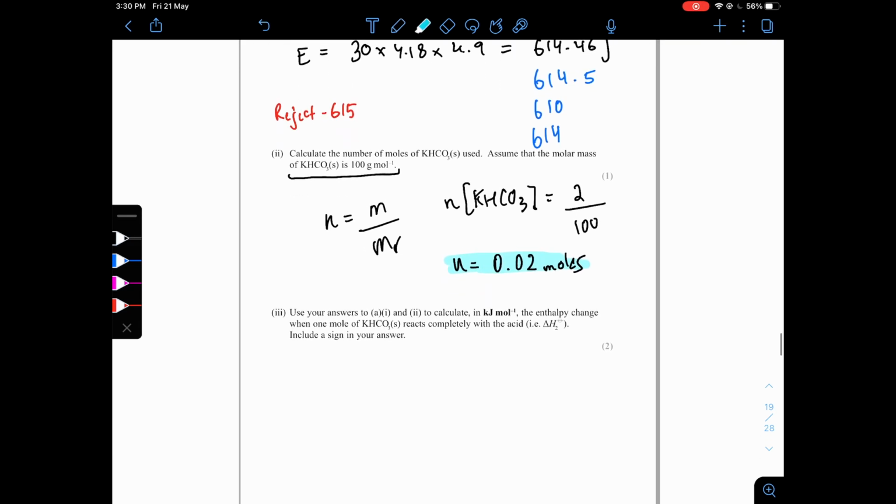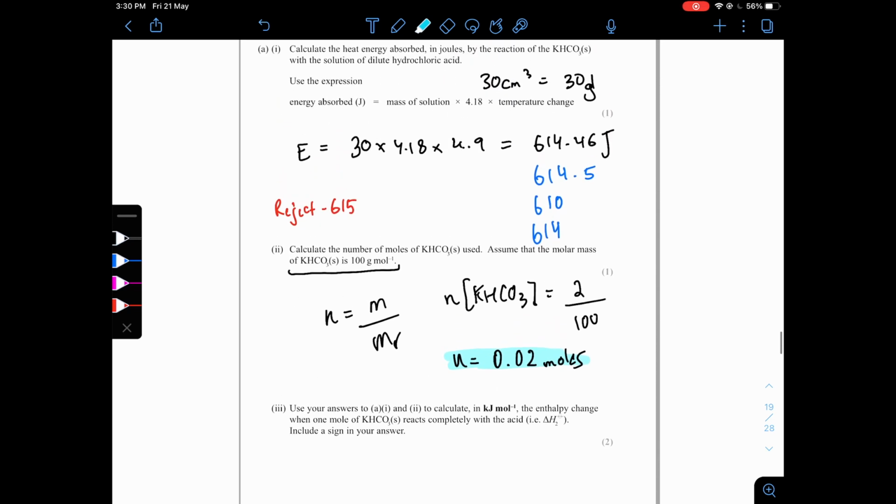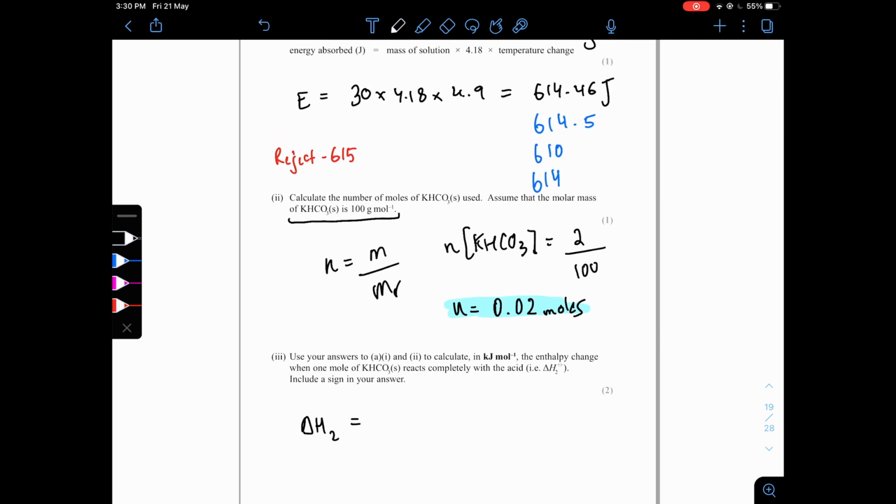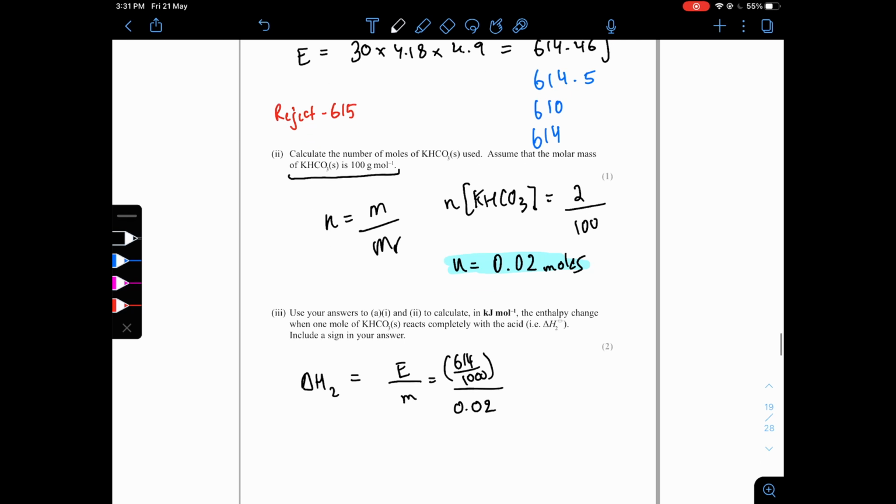Next question. Use the answers to part i and ii to calculate the enthalpy change when 1 mole reacts completely with the acid. Include a sign in your answer. So to calculate this, the enthalpy change would be our answer in the first one, but in kilojoules, so the energy in kilojoules divided by the moles. The energy in kilojoules is 614 divided by 1000, and the moles is 0.02. So this is 0.614 divided by 0.02.